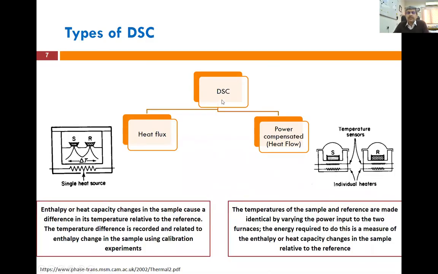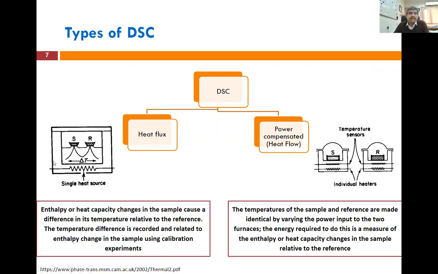There are two types of DSC that are available commercially. The first one is called a heat flux DSC, while the second one is called the power compensated DSC. It is also sometimes called heat flow DSC. The construction of these two types are completely different, and we will try to understand with the help of these diagrams what are the significant differences between the construction of a heat flux and a power compensated DSC.